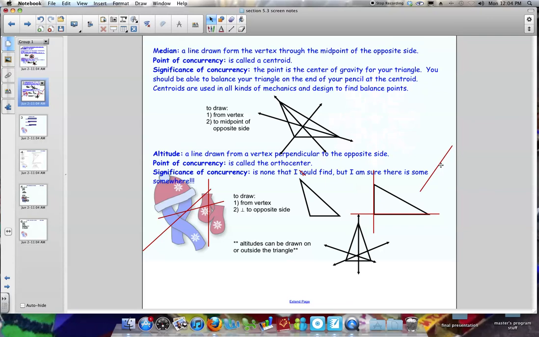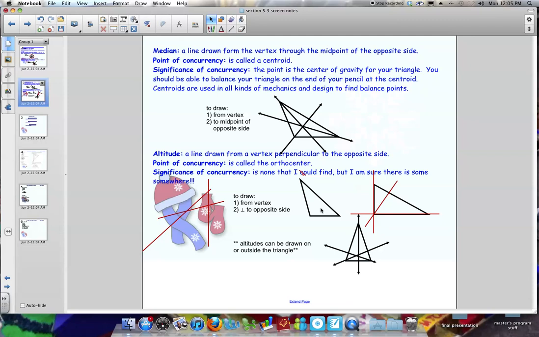When I draw in the third piece, though, that's where I will see where my point of concurrency is. It has to go through the vertex perpendicular to the opposite side. Notice that in the case of a right triangle, your orthocenter is actually already on the triangle, as opposed to an acute triangle where it was inside like the others.